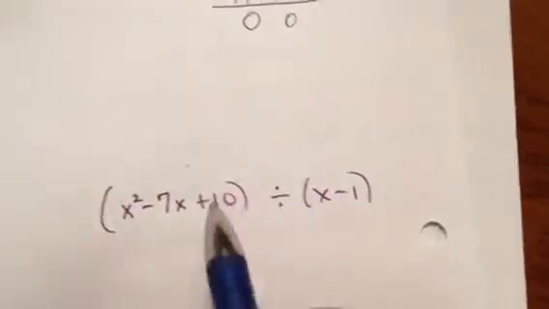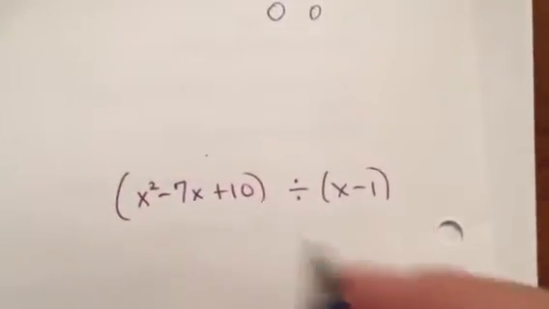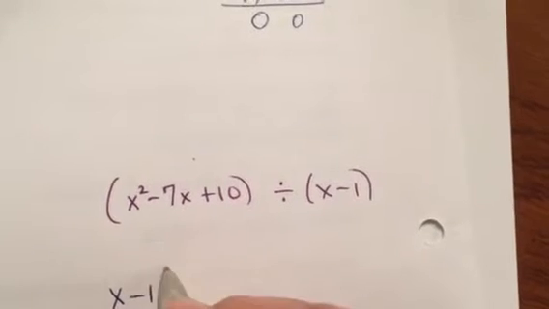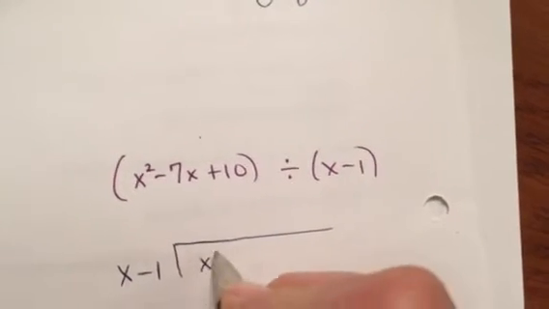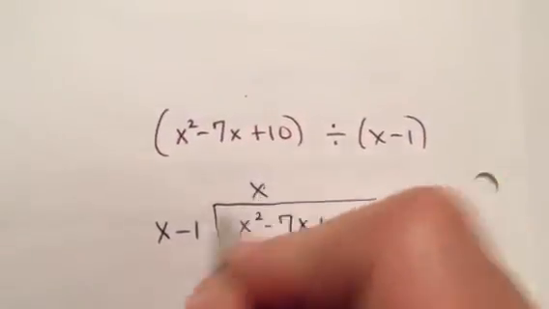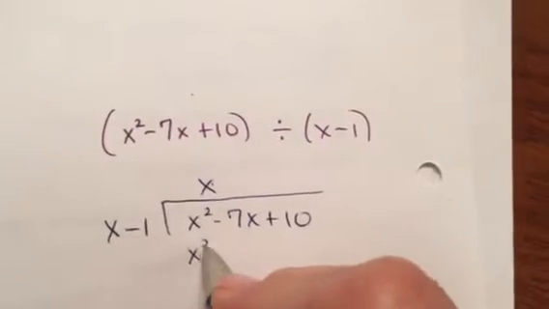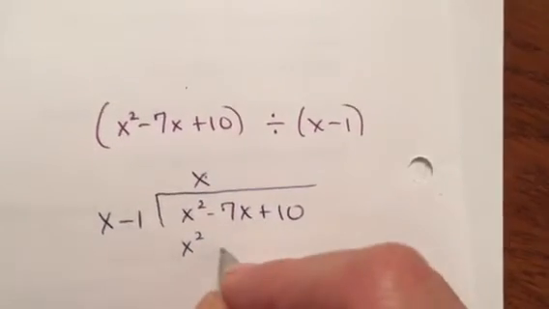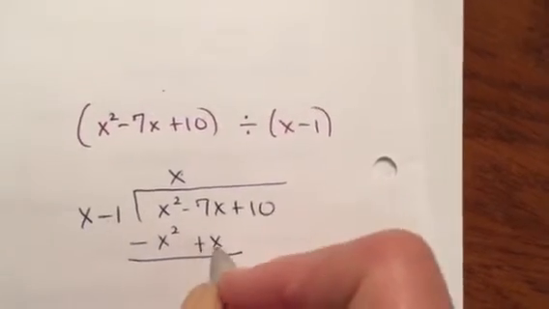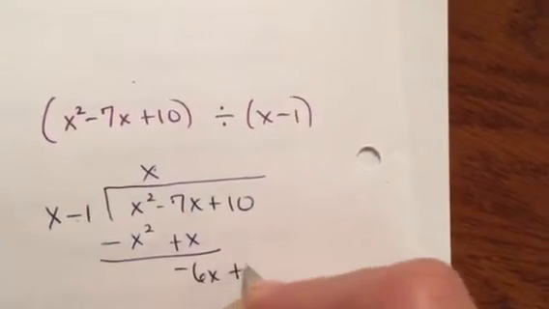Let's try another one. What if it's written like this? Okay, we're doing long division, so you're going to put the second one out here on the outside. So set it up right, so it looks just like that, and then just get started. Okay, x times x is x squared. x times negative 1 is negative x. Change your signs. Negative 7x plus 1x is negative 6x, and bring down your next term.